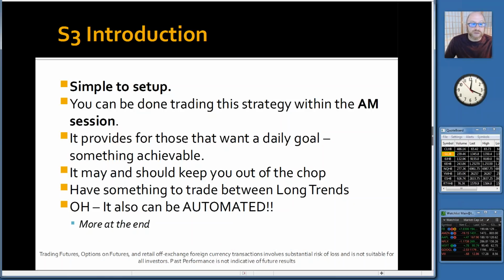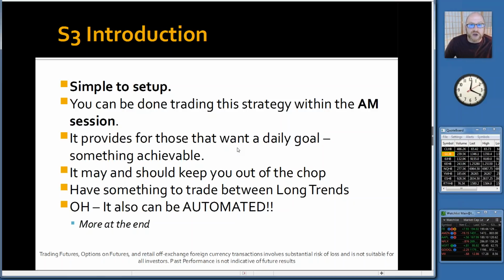All right, so what is the S3? First of all, as you saw, the chart is simple to set up. You can be done with this strategy as long as there's momentum, or you drop the volume bar to a smaller setting. We'll talk about that too. But you can be done trading the strategy within the AM session.